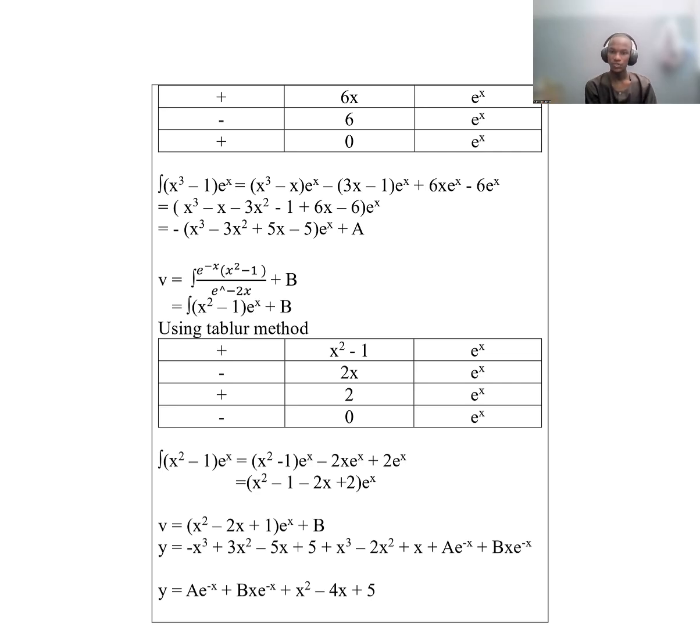For v equals integral of x squared minus 1 times e to the x dx. Again, using the tabular method, I get v equals x squared minus 2x plus 1 times e to the x plus b. The particular solution is yp equals u times y1 plus v times y2, which after simplification gives us the same result, x squared minus 4x plus 5. So the general solution matches what we found with undetermined coefficients.